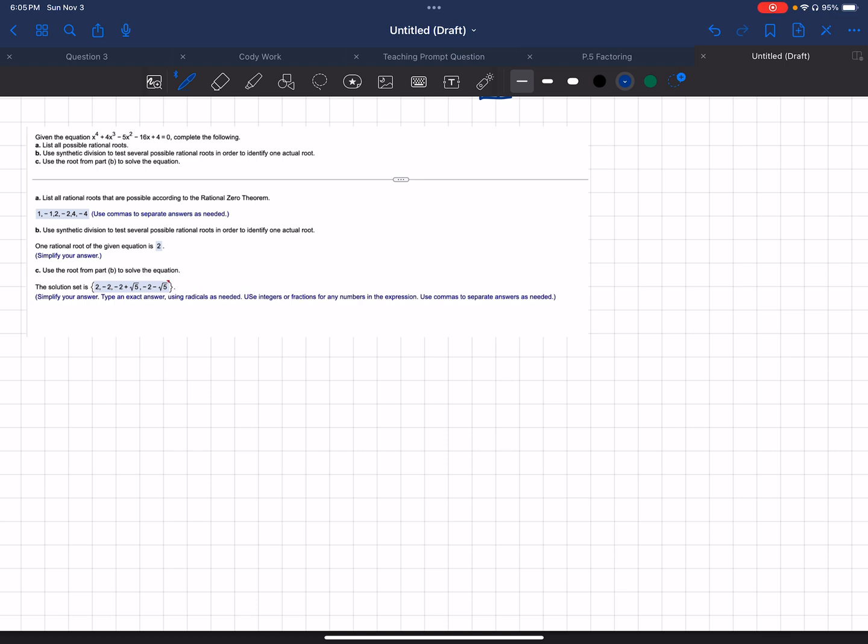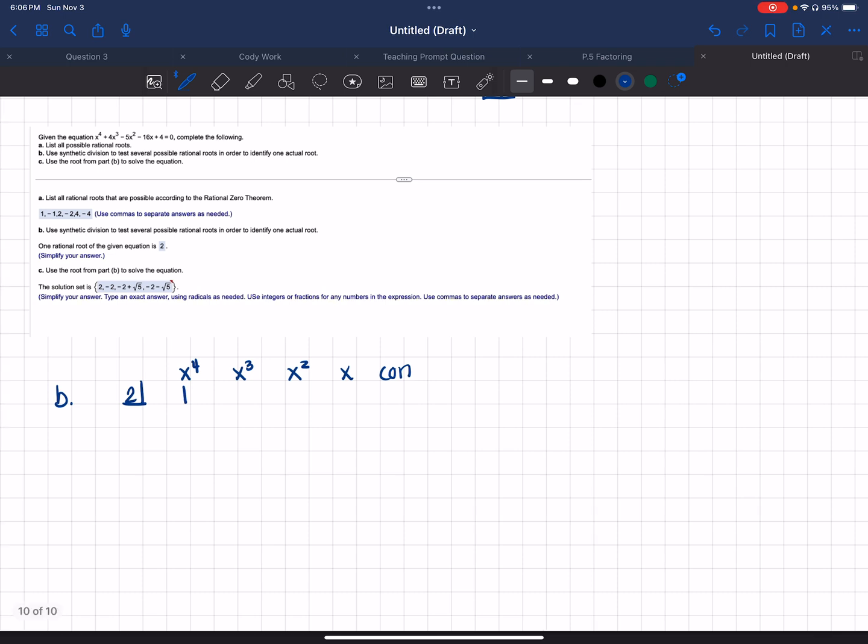So in part B, you should have had something that went like we've got 2 in the box, and then we've got x to the fourth, x cubed, x squared, x, and a constant. And so you have 1, 4, -5, -16, and 4.